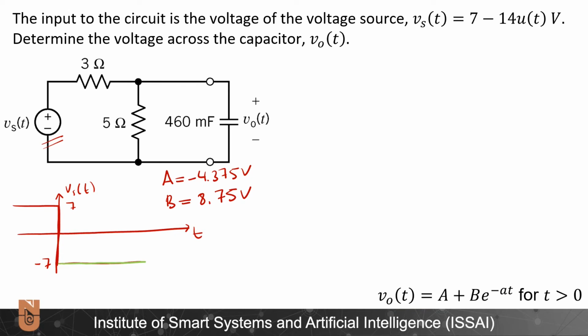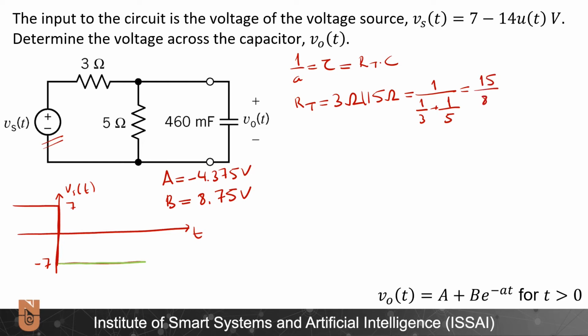Now 1 over A is equal to tau, and this is equal to RT times C. Here I have a small problem because I don't know what RT is, but RT is 3 ohms in parallel with 5 ohms, and this is equal to 1 over (1 over 3 plus 1 over 5), which is equal to 15 over 8, and if I am not wrong, 1.875 ohms.